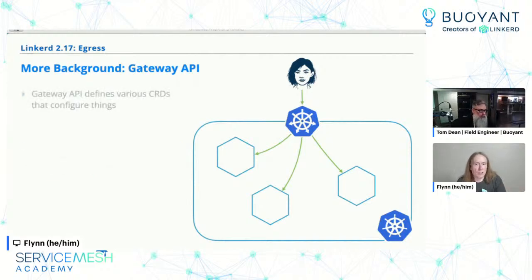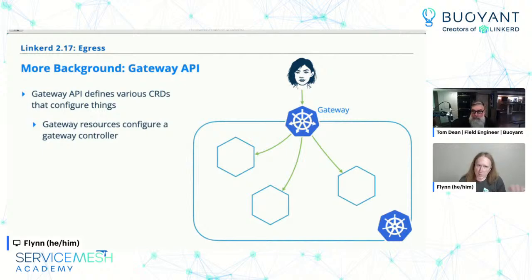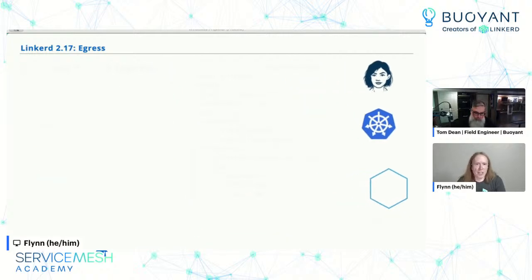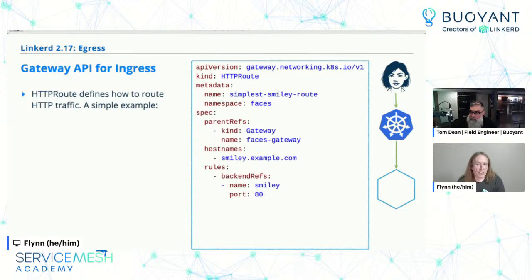Gateway API also defines resources, like I said, to configure the various things. There's a gateway resource that configures the gateway controller and talks about what kind of controller it is and what it should be able to do. And then you have route resources that talk about how the gateway controller should route traffic to workloads. Your basic route resources are fairly simple.